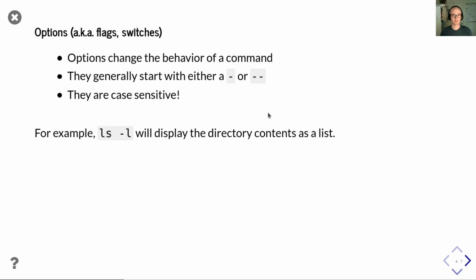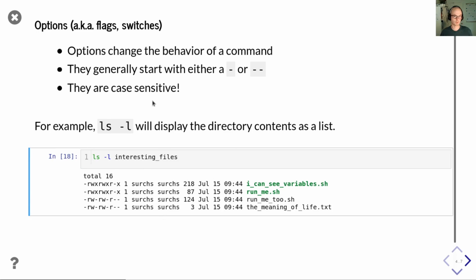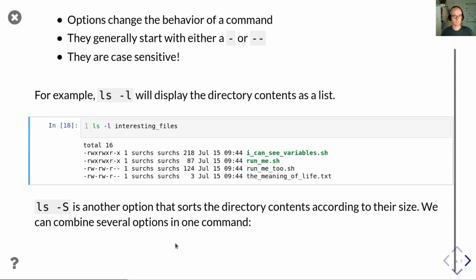So flags, as we've just seen, we use -F, but we can look at other ones. They're typically denoted with a dash or a double dash. They're case sensitive, and they change the behavior of a command. So let's say we use -l. That will cause the return of the ls command to be printed as a list, right? So now we can see more details, but also it's a list of things. There are other options. For example, S allows us to sort things by their size.